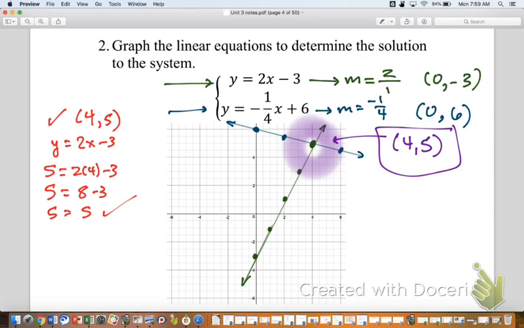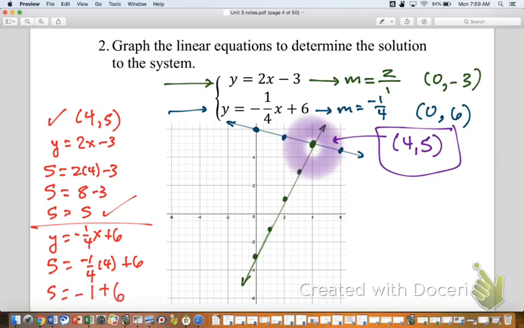And then, if it works in one of them, if it's where the two lines intersect, it better work in the other one too, right? So I would check 4, 5 on y equals negative 1/4 x plus 6. The 5 would go in for the y, and the 4 would go in for the x. What is, on that right side, negative 1/4 times 4? Negative 1. So 5 equals negative 1 plus 6. Well, negative 1 plus 6, it's 5. So 5 equals 5. It does check.